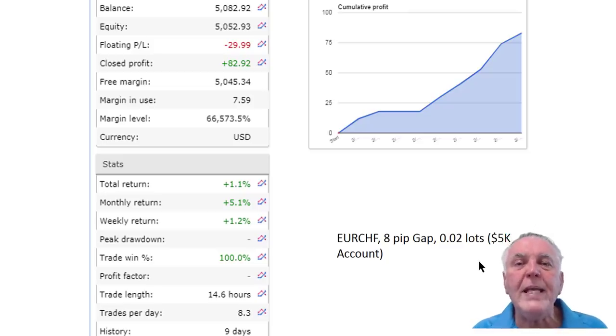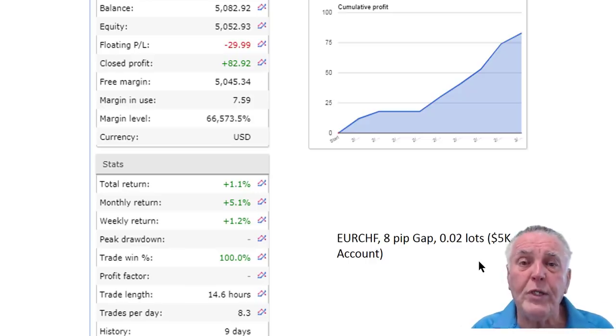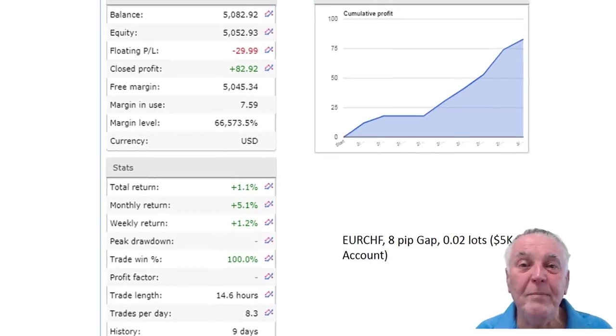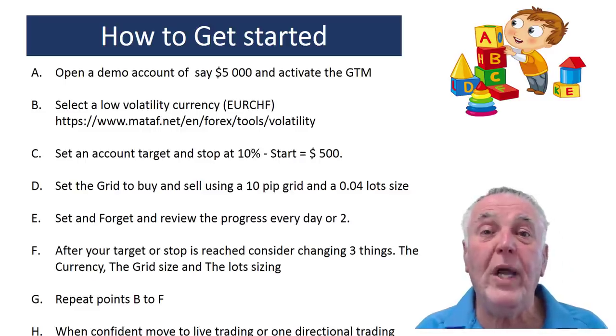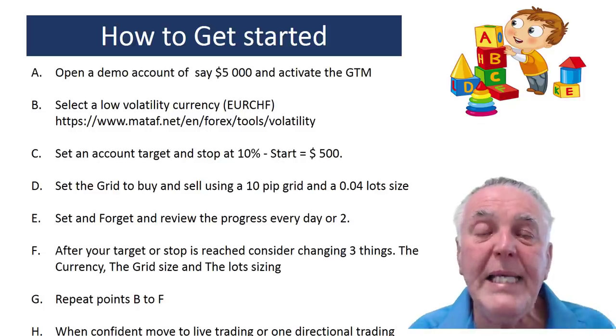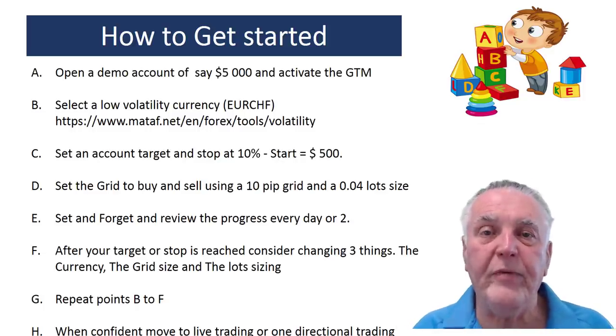But those are the kind of things that we look at in the forum, and that you can also experiment with. Again, the main principle is all you need to do is select the right currency, select the right gap, and select the right lot sizing, and that's all you need to do to trade this particular technique. Quite exciting because it's so simple. So in the next 10 minutes, I'm going to show you how to actively start trading the GTM EA using the guidance that I'm going to be providing.